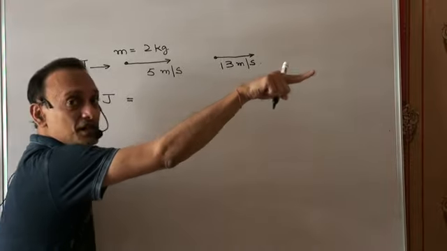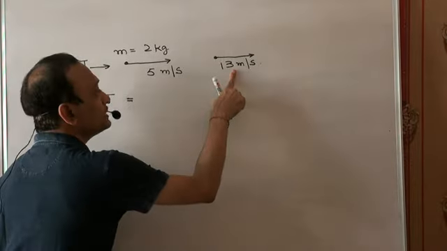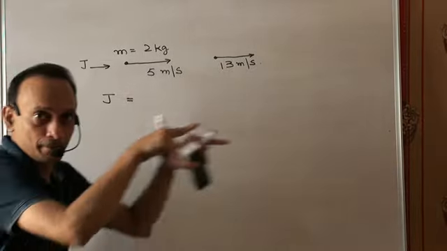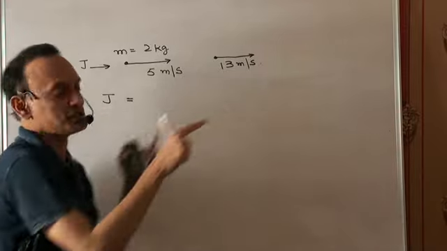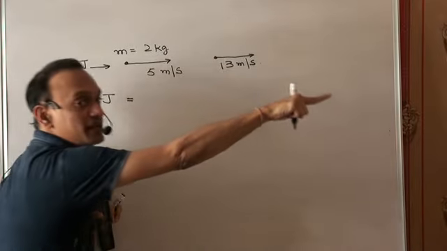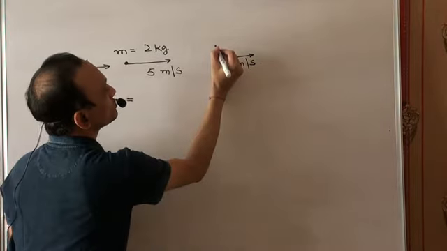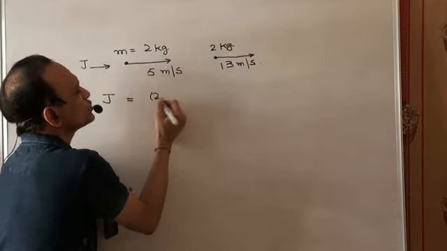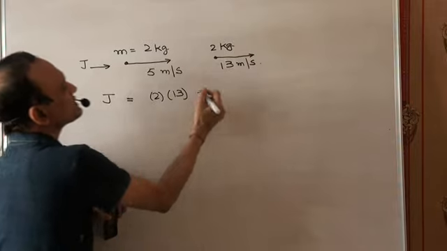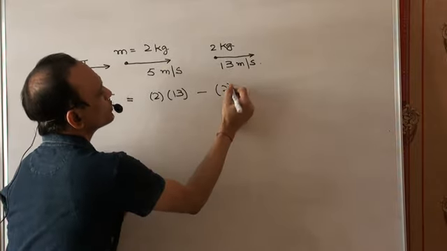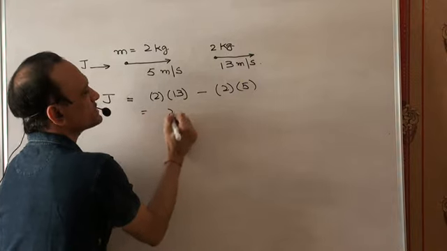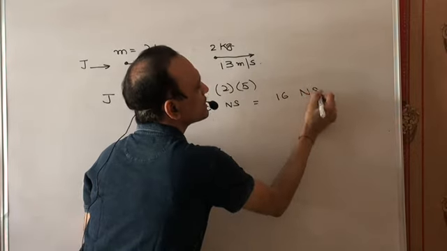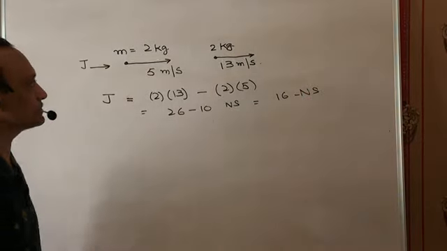Linear impulse in a given direction would be final linear momentum in this direction minus initial linear momentum in the direction of the impulse. So this is 2 kg. Final linear momentum in the direction of the impulse is 2 into 13 Newton second, minus initial linear momentum, which is 2 into 5. So that makes it 26 minus 10 Newton second. That means 16 Newton second must have been the linear impulse acting on the particle.